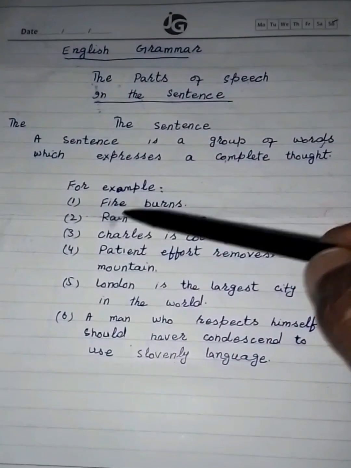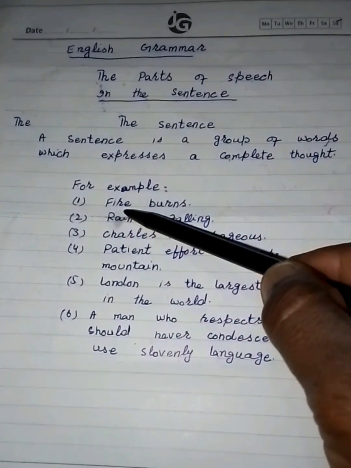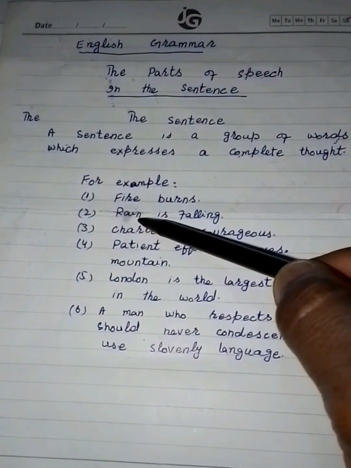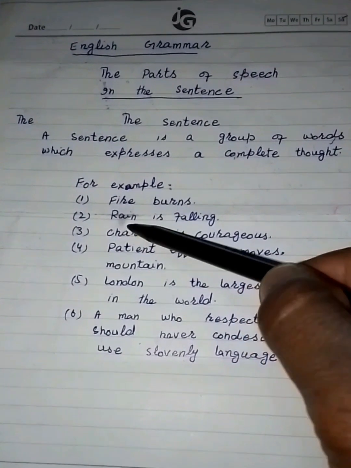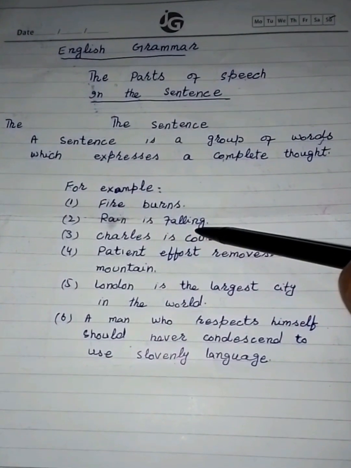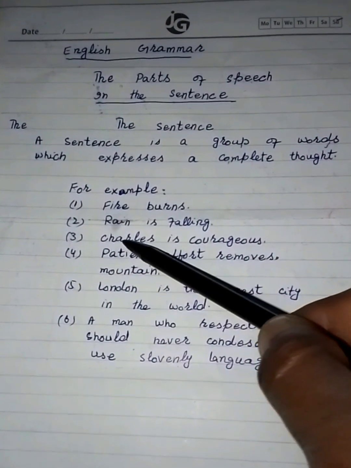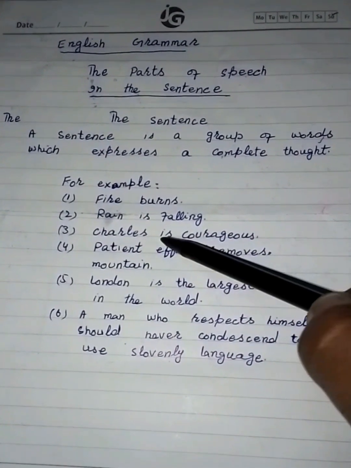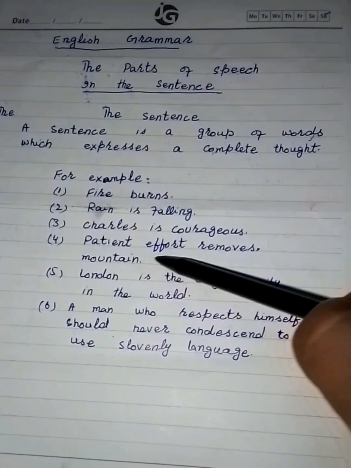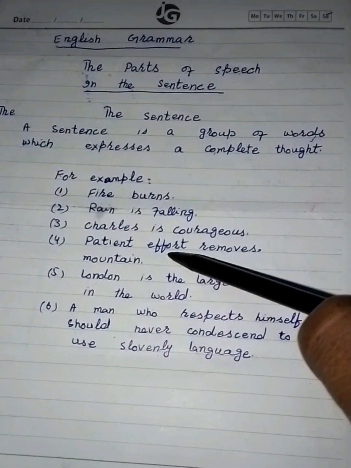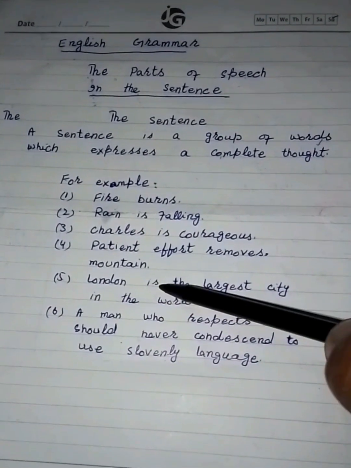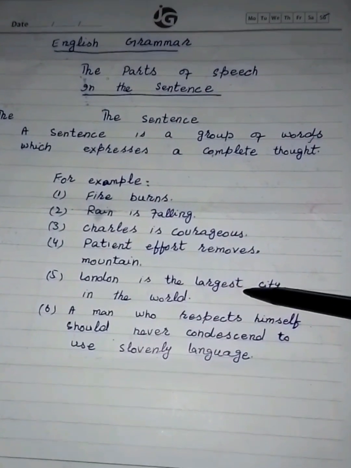In "Fire burns," fire is the subject and burns is the predicate. In "Rain is falling," rain is the subject and is falling is the predicate. Charity is the subject; is courteous is the predicate. Patient effort is the subject; removes mountains is the predicate. London is the subject; is the largest city in the world is the predicate.